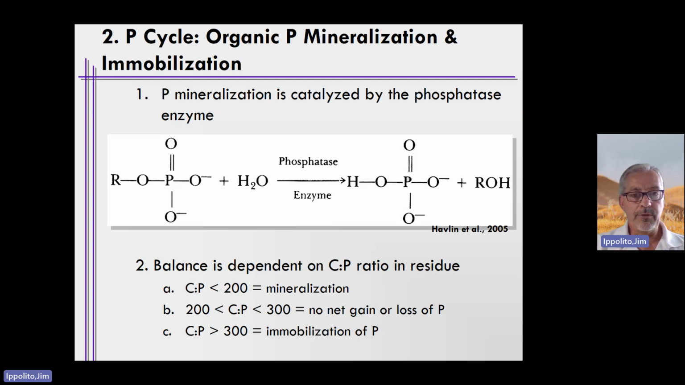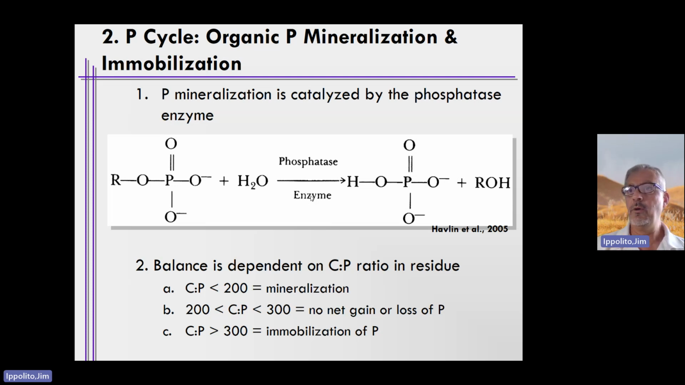When we talked about mineralization and immobilization in the nitrogen unit, we used carbon to nitrogen ratios of 20 to 1 or less, where mineralization occurs, and 30 to 1 or greater, where immobilization occurs. The nice part about mineralization and immobilization with respect to phosphorus is that those numbers are almost identical to the nitrogen unit, except you just multiply by 10.